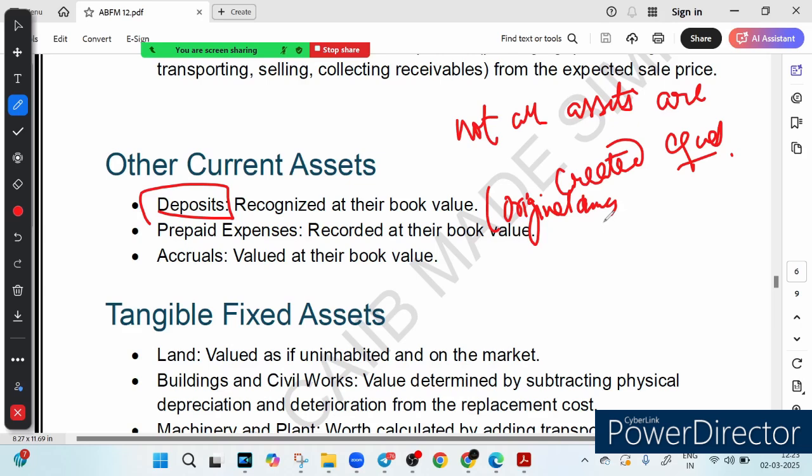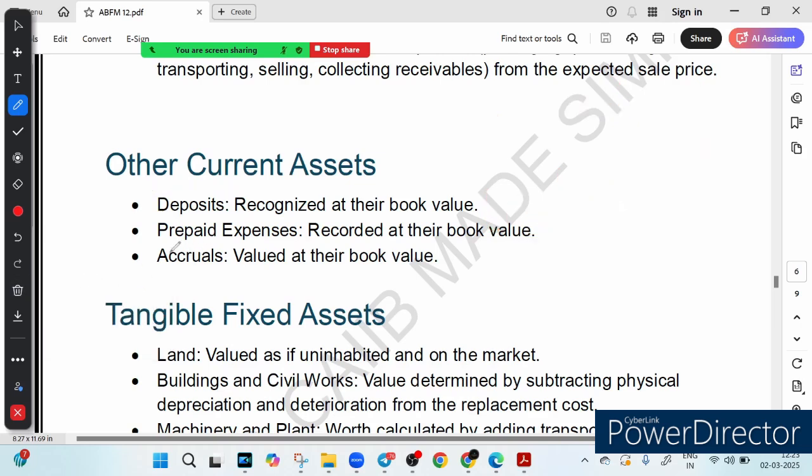What is the meaning of prepaid expense? Imagine paying rent for a full year in advance. It is recorded at the amount you paid. No adjustment is required. So in this case, we do not require any adjustment. Like you have an FD, these are recorded at the book value, which is the original amount, right? What was the original amount of the FD? That is the point. Prepaid expense means some expense you have already paid. So you pay rent for a full year in advance, and it is recorded at the amount you paid. No adjustment is required. And also accruals.